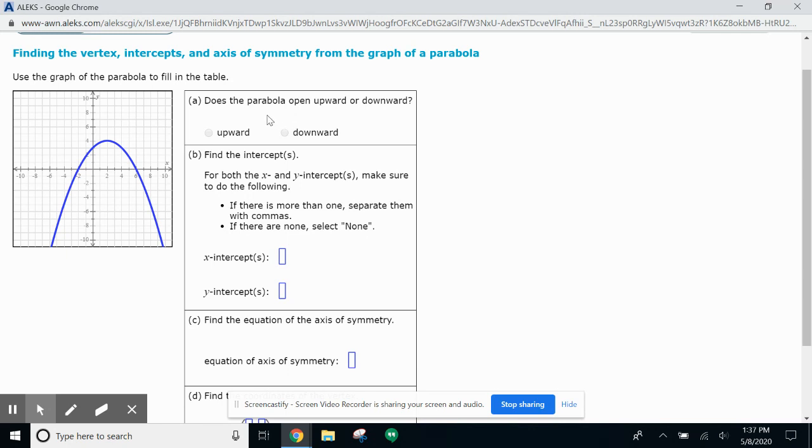And if our parabola opens upward or downward, this one is opening down. It's kind of facing down where the open side is down. Whereas if it was upside down, then the open side would be up and it would open upward.